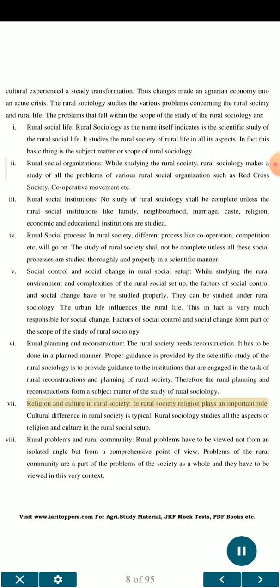7. Religion and culture in rural society. In rural society, religion plays an important role. Cultural difference in rural society is typical. Rural sociology studies all the aspects of religion and culture in the rural social setup. 8. Rural problems and rural community. Rural problems have to be viewed not from an isolated angle but from a comprehensive point of view. Problems of the rural community are a part of the problems of the society as a whole and they have to be viewed in this very context.